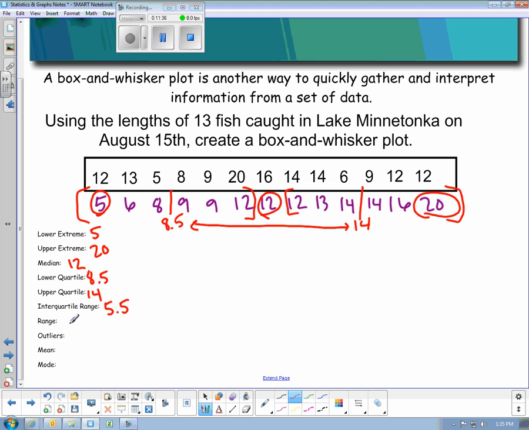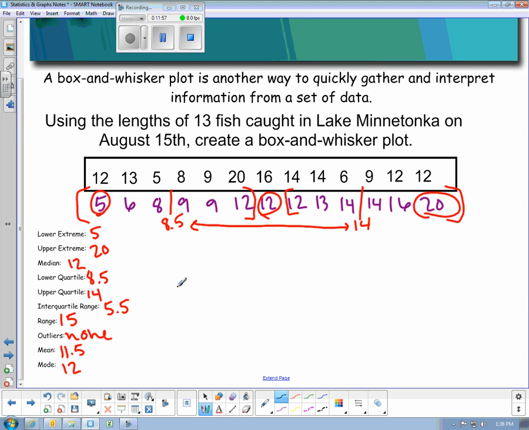Oh, I skipped the range, sorry. The range overall is 20 minus 5, which is 15. The outliers were none. The mean, when I add them up and divide, I get a mean of 11.5. And the mode, the one that I see the most, I see three 12s, so my mode would be 12.